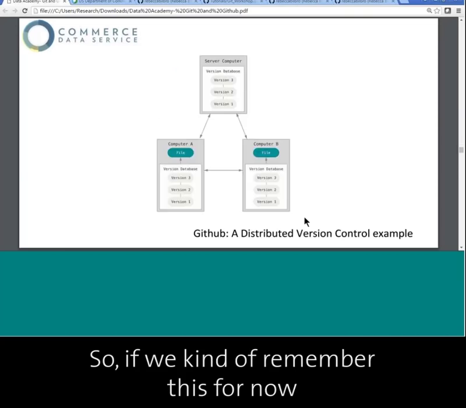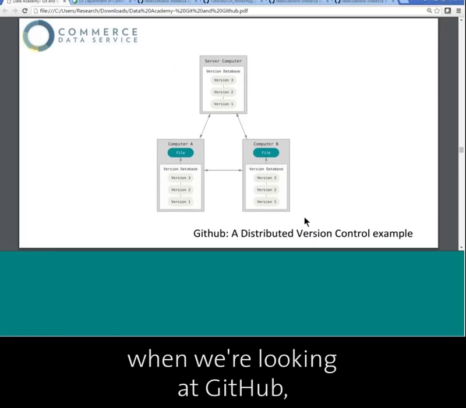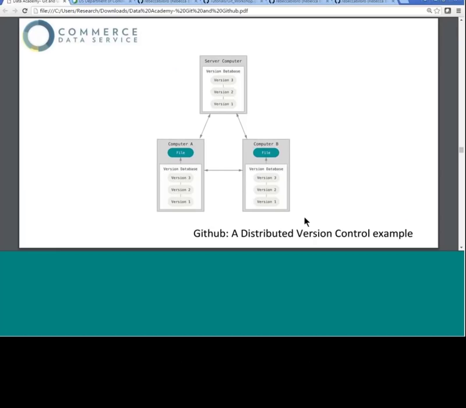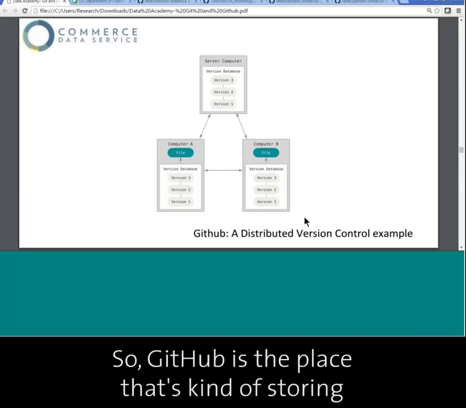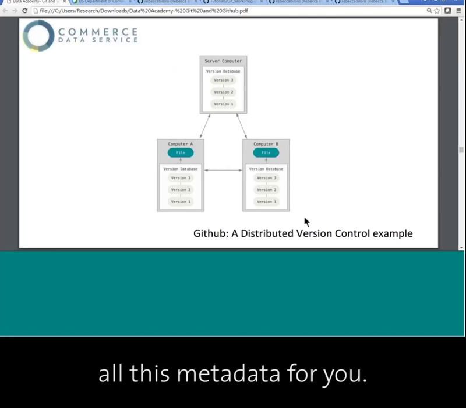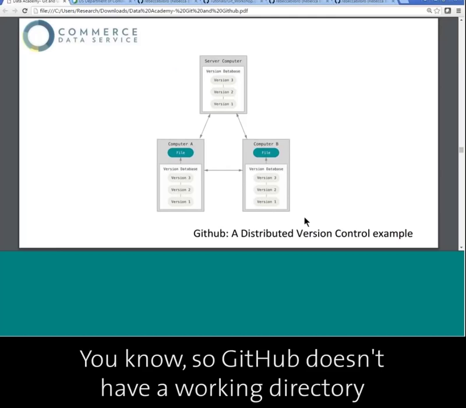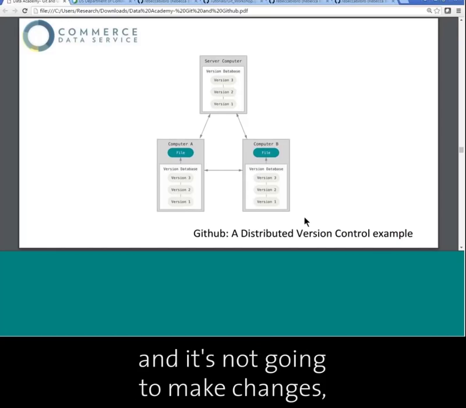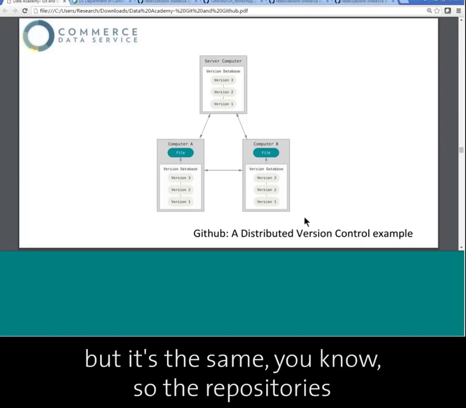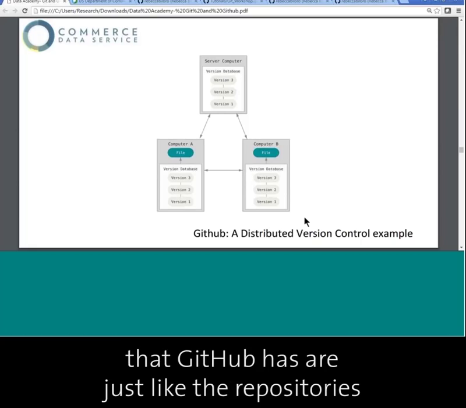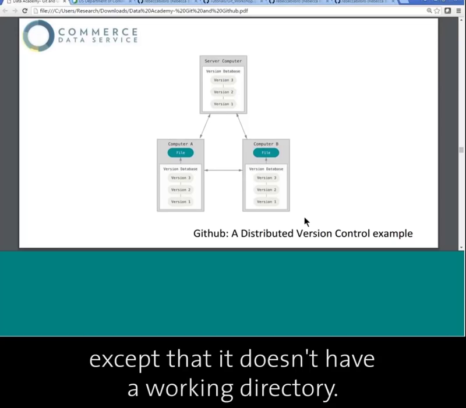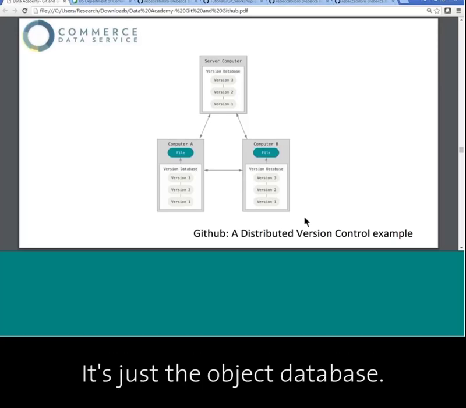So if we remember this, now when we're looking at GitHub, GitHub is that object database. GitHub is the place that's storing all of this metadata for you. GitHub doesn't have a working directory because it's not actually a human, and it's not going to make changes. But it's the same, so the repositories that GitHub has are just like the repositories you check out and clone onto your local machine, except that it doesn't have a working directory. It's just the object database.